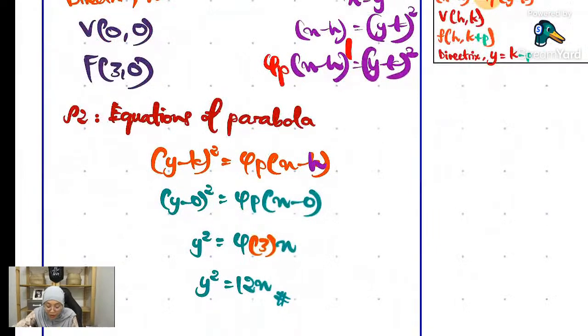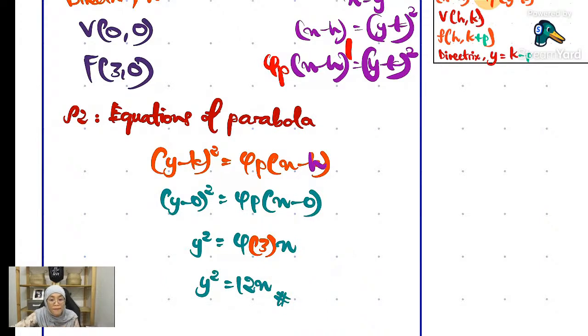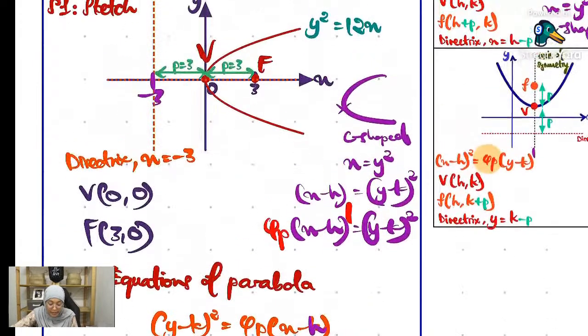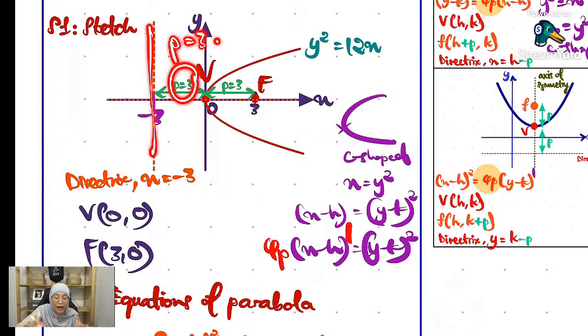Okay, and so when you know the value of p, which is 3 already, you can find your equation of parabola. Okay, that is how you do it. Jadi, sebab itulah saya ajar dengan bermulanya sketching dahulu, because I want to make sure what is my p, and so I know that the opposite of this directrix also has the same p value, which is p equals to 3. It is always like that.